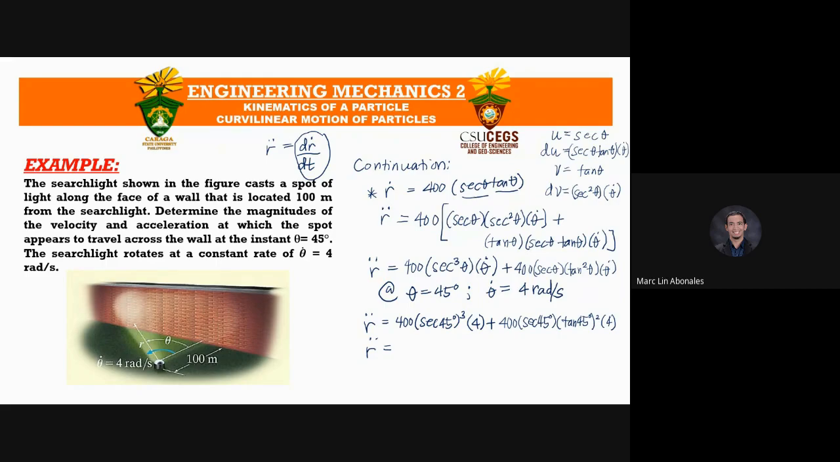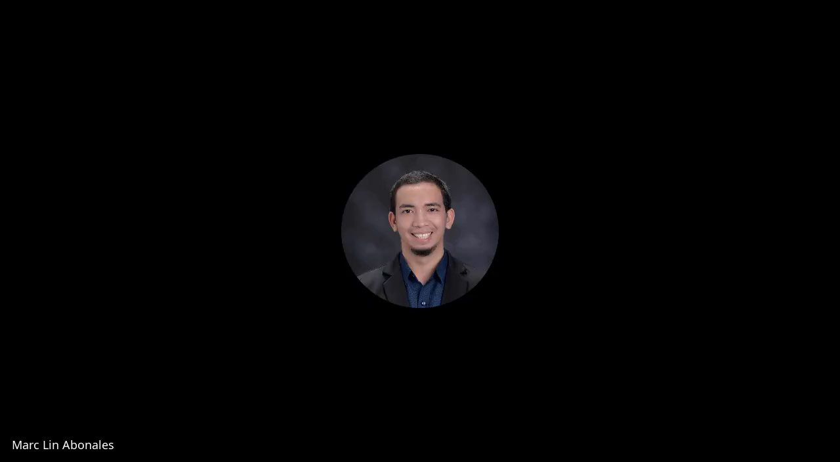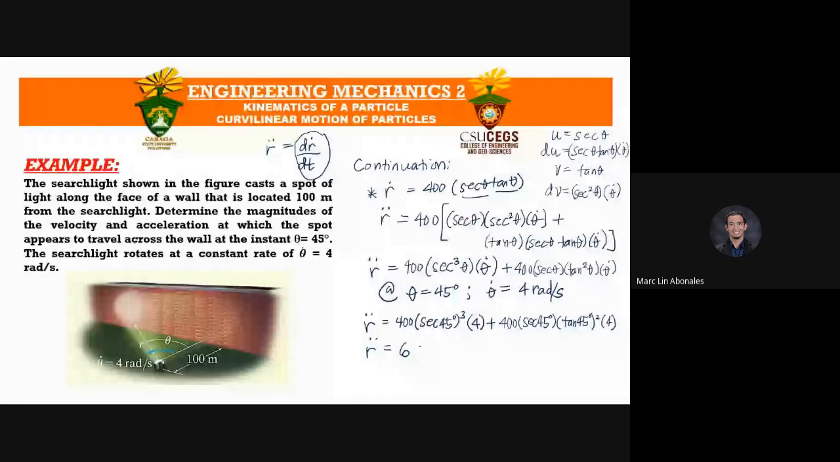Okay. So you actually found out that, no. That's good. So that is 6,788.23, and the unit is meters per second squared. Like what I mentioned, since this is a second derivative, the unit is an acceleration, so it is meters per second squared. So we already have the value of r double dot.